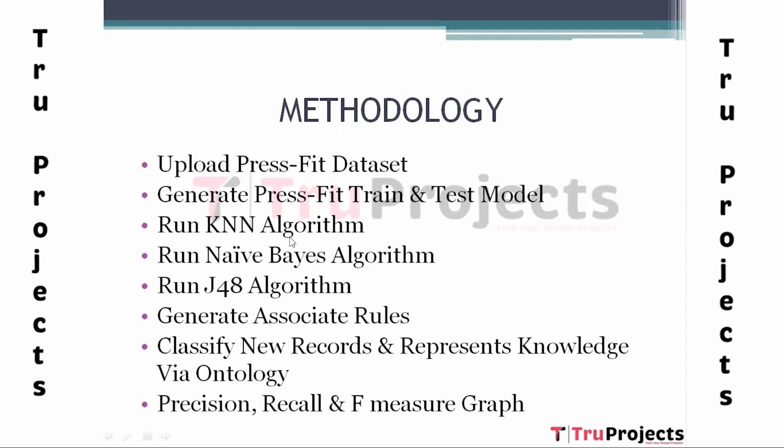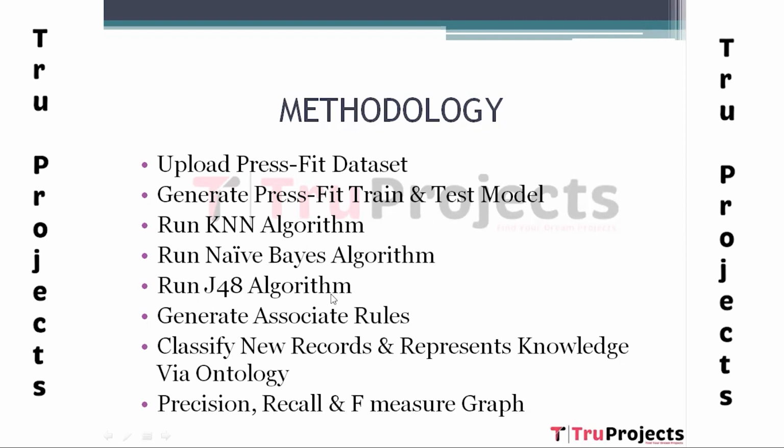Next module, run KNN algorithm. In this module, we are going to take the training part of the dataset to build the model, and the testing part of the dataset to get the accuracy, precision and recall score. Then next module, run Naive Bayes algorithm. In this module, we take the training part for training and building the Naive Bayes algorithm, and also test it with the test data to get accuracy, precision and recall score.